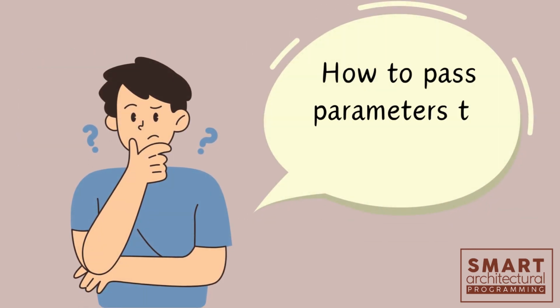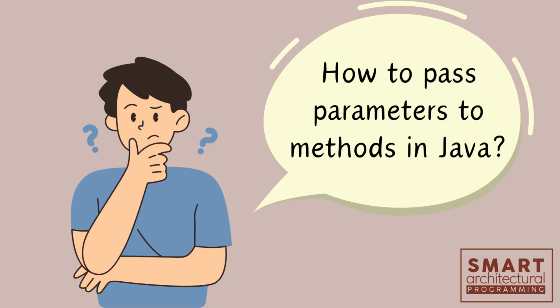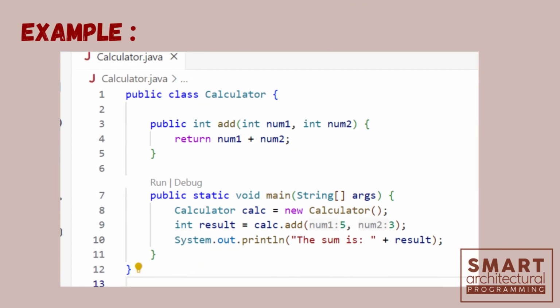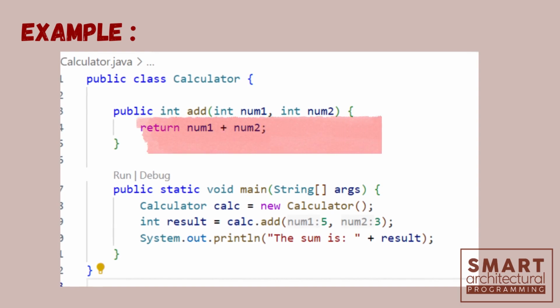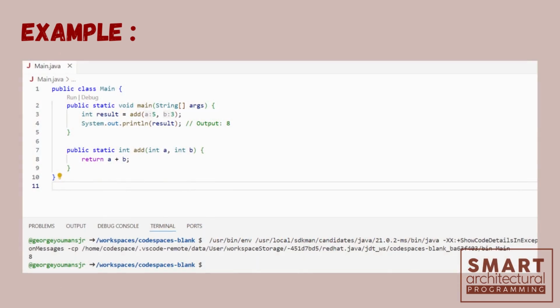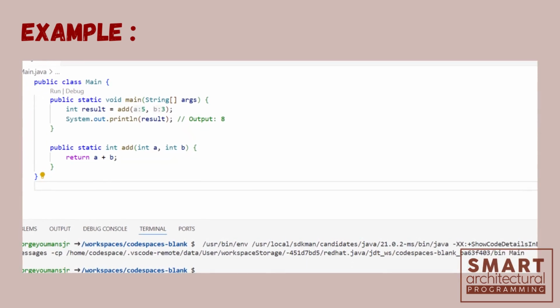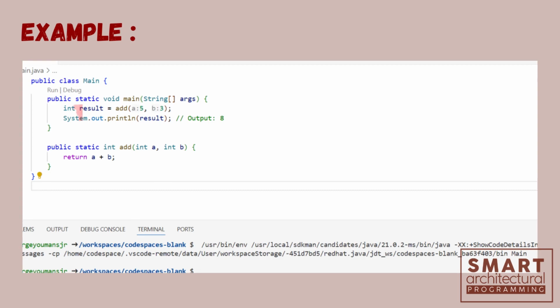Now, let's explore how to pass parameters to methods in Java. Here's how you define a method with parameters. In this example, we have a method add that takes two integer parameters num1 and num2 and returns their sum. When calling this method, you provide values for the parameters, like so. Here, num1 is assigned the value 5, and num2 is assigned the value 3.